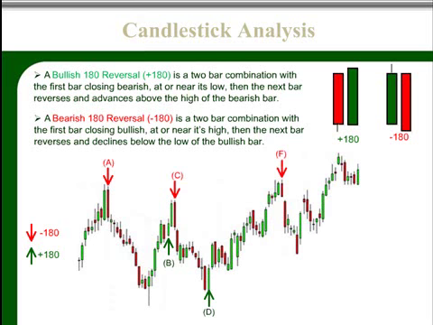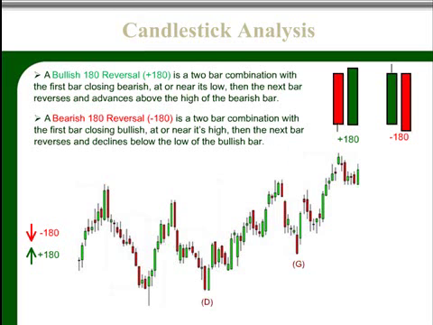Bullish bars that close at or near their high, which are followed by a reversal on the next bar that declines below the low of the bullish bar, are bearish 180 reversals. Bearish red bars that close at or near their low, which are followed by a reversal on the next bar that advances above the high of the bearish bar, are bullish 180 reversals.